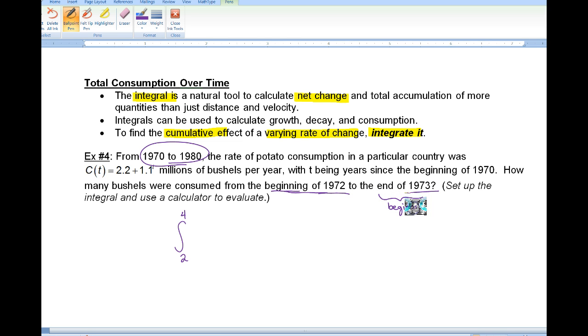Because this says beginning, we want to have this being the beginning. In other words, when they're looking at December 31st versus January 1st, this is the better approximation. So we look at how many years past 1970.